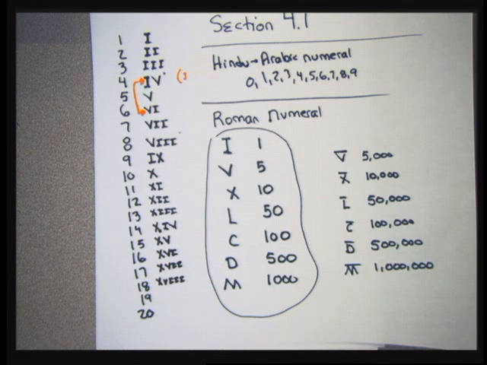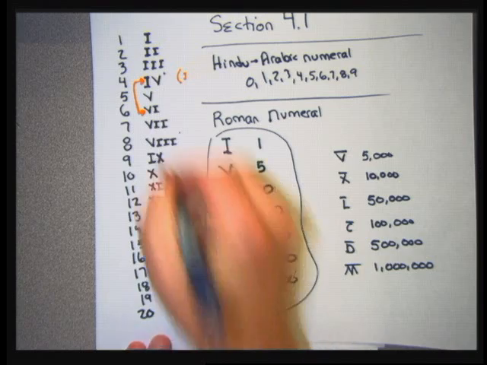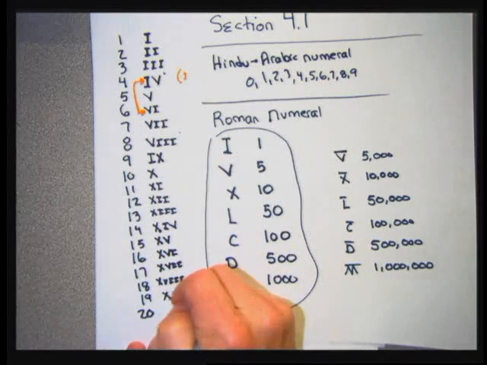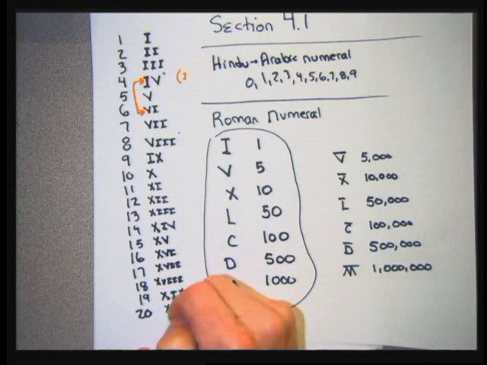19 is going to be 10 plus 9. It would be 1 less than 20, but I don't have a symbol for 20. So I'm going to write 19 as 10 plus 9. 10 is going to be an X, and the 9 is going to be IX. And if I go to 20, 20 is 10 plus 10, which I'm going to write as 2 X's.